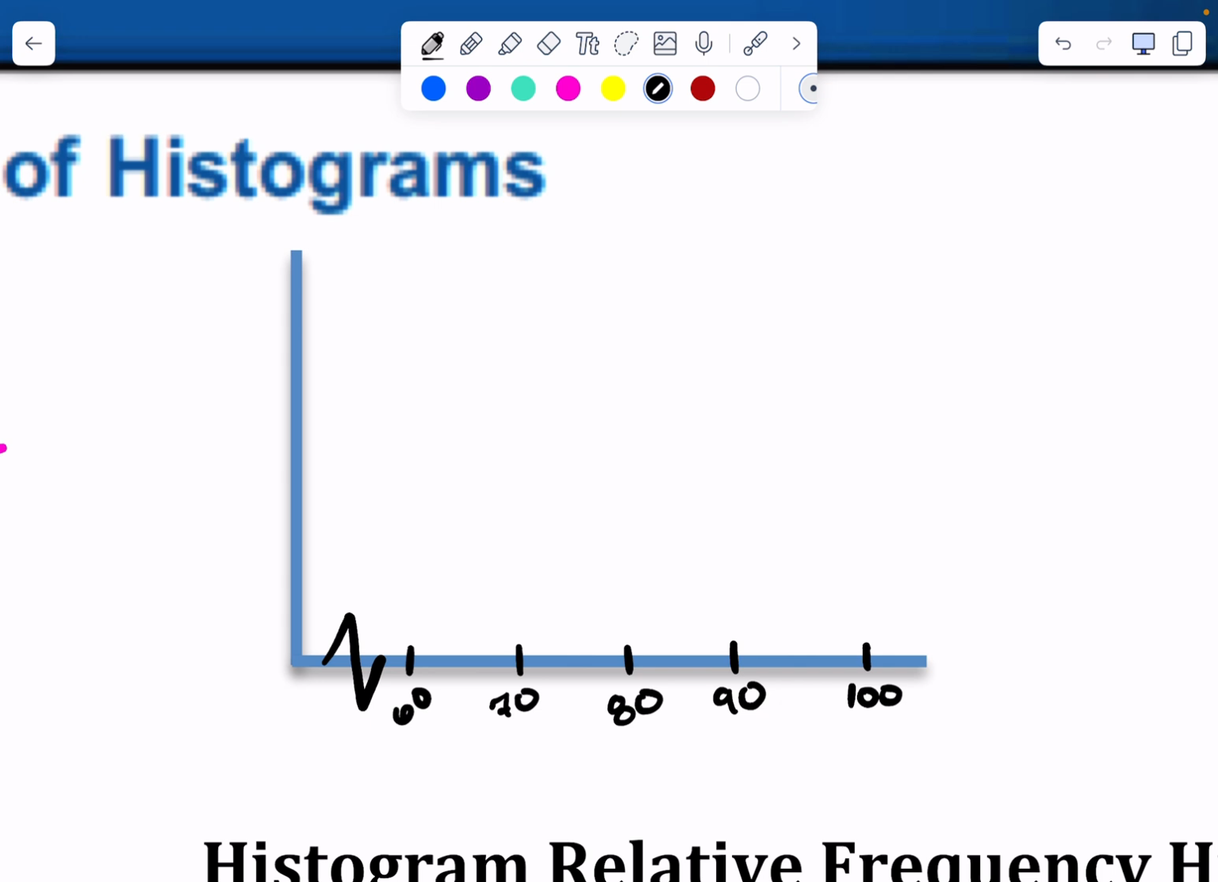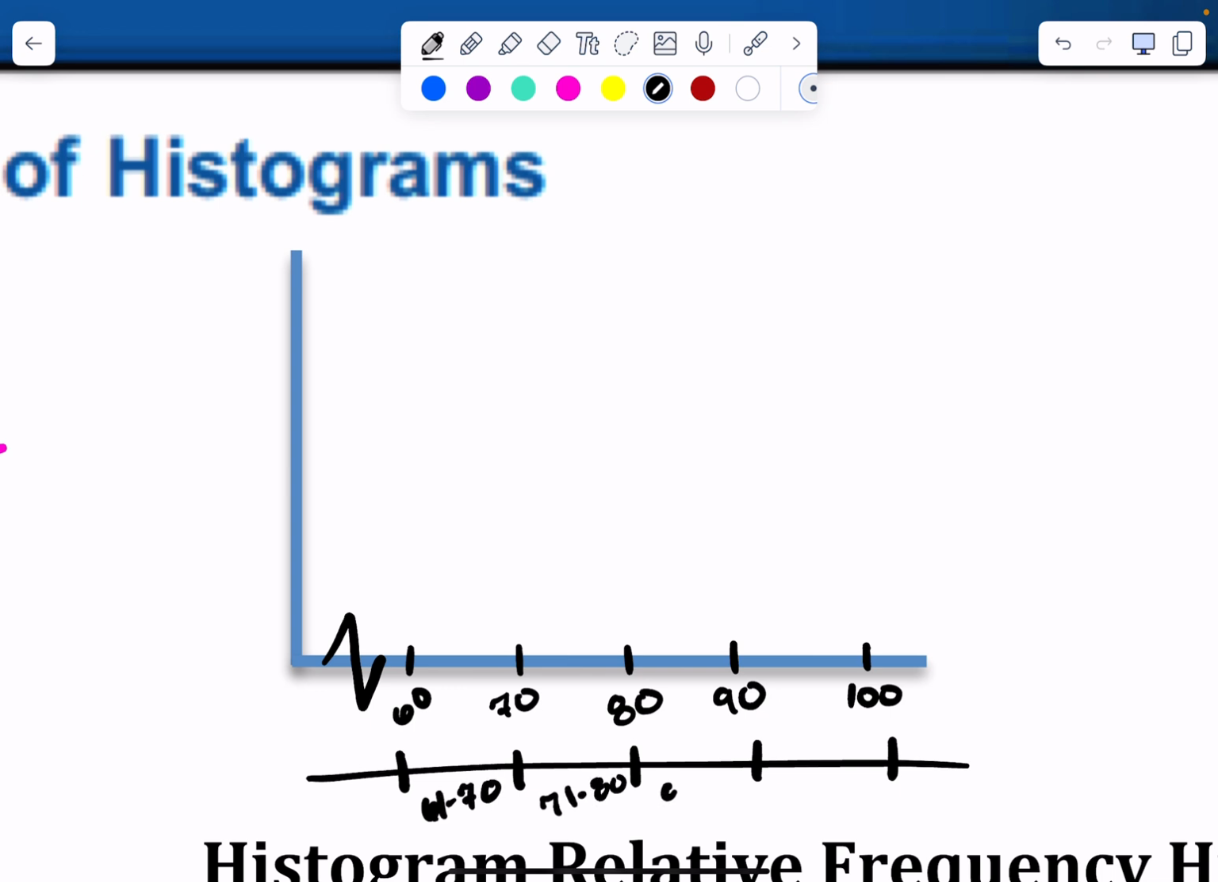I don't care how you do it. Or you can do it like this, where you say this is 61 to 70, 71 to 80. Do you see the difference? 81 to 90, 91 to 100, right? So I don't care which method you use. You will probably experience both in this section or in this whole chapter.